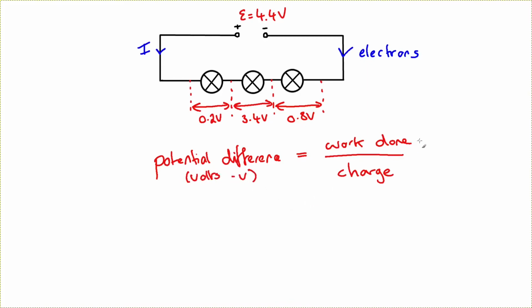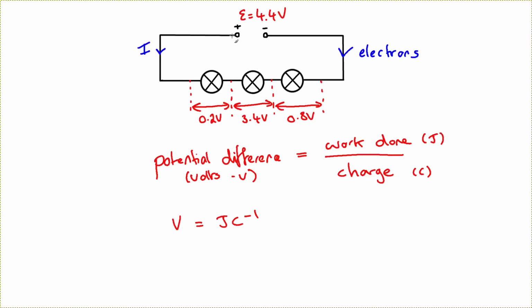V for volts. Work done is measured in joules. Charge is measured in coulombs. So a volt is equivalent to a joule per coulomb. So what's really happening? If we imagine, in terms of conventional current, a 1 coulomb positive charge going through this power supply, it would pick up 4.4 joules of energy, 4.4 joules per coulomb.